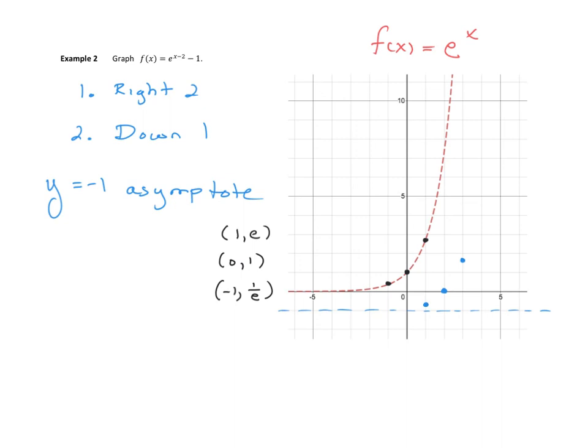Okay, we're now ready to sketch the equation that goes between these 3 points. So it's going to increase like this. And then it's going to approach the horizontal asymptote.